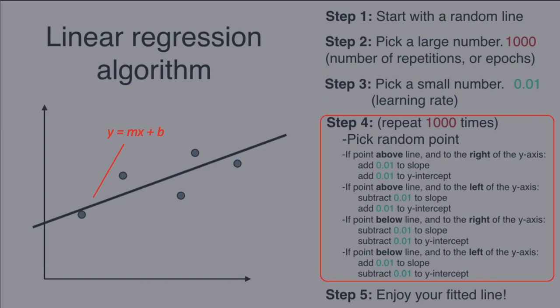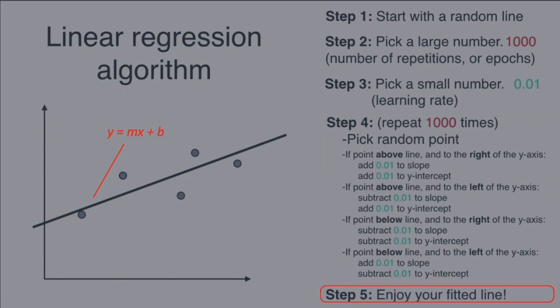Step 4. Randomly pick points from the given data set and adjust the slope m and y-intercept b based on the locations of the points and the learning rate. The locations of points are categorized by either above or below the current line, and the signs of the x-coordinates of the points. This process will be repeated 1000 iterations.